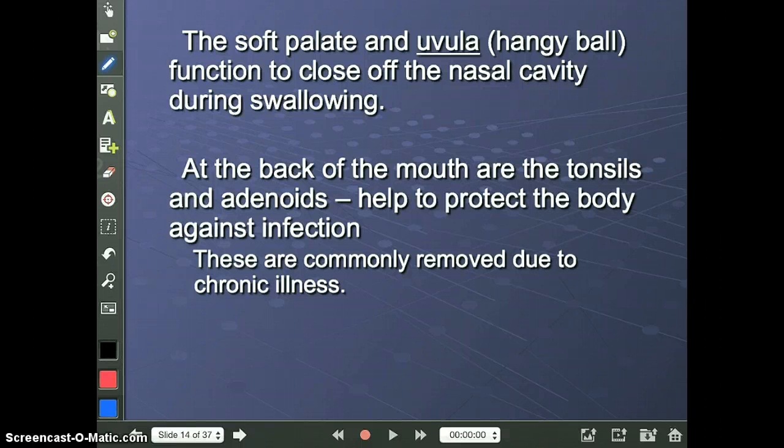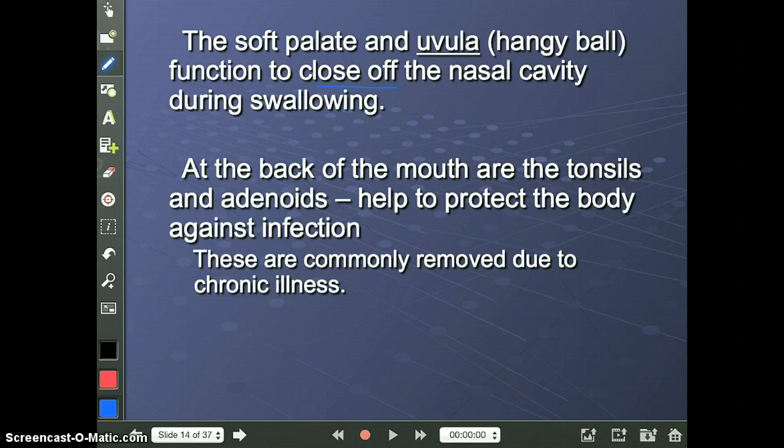Moving your way through, looking at the soft palate, we mentioned again that uvula, which is that hanging ball that sits at the back side, or the posterior region, of the soft palate. What its job is to do is to function as a door that closes off the nasal cavity during swallowing. Okay? Its job is to flip up.